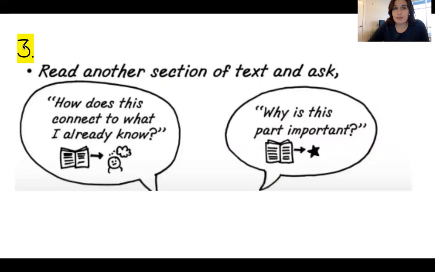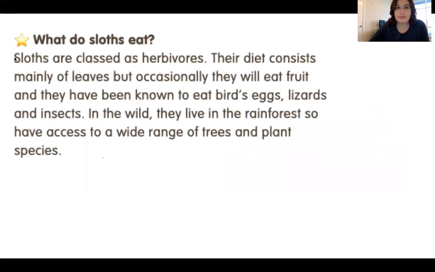The third part is to read another piece of text and ask, how does this connect with what I already know? And why is this part important? So now I'm going to read another piece of text about the sloth's diet. This was from a website.